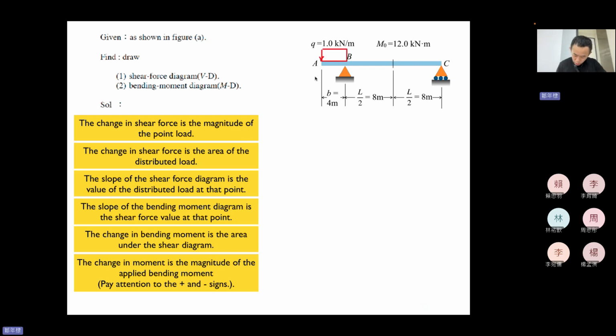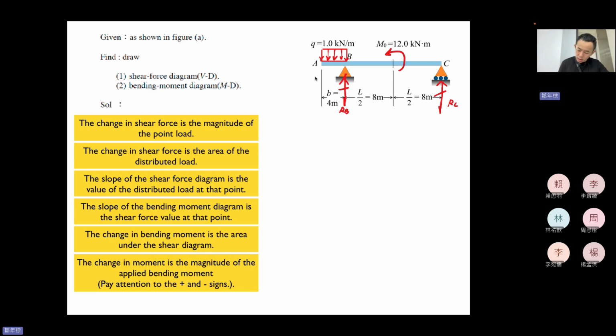Okay, distributed load Q equal to 1.0 kN, and most importantly, there is a counterclockwise applied moment, 12 kN·m. Oh, that'll be really difficult. So the first example for you: you notice that A is a free end, B is a hinge, C is a roller, and this is RB, this is RC.